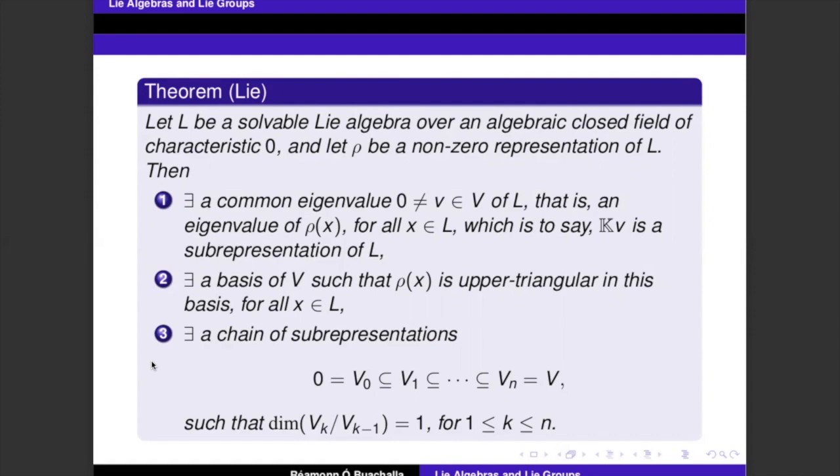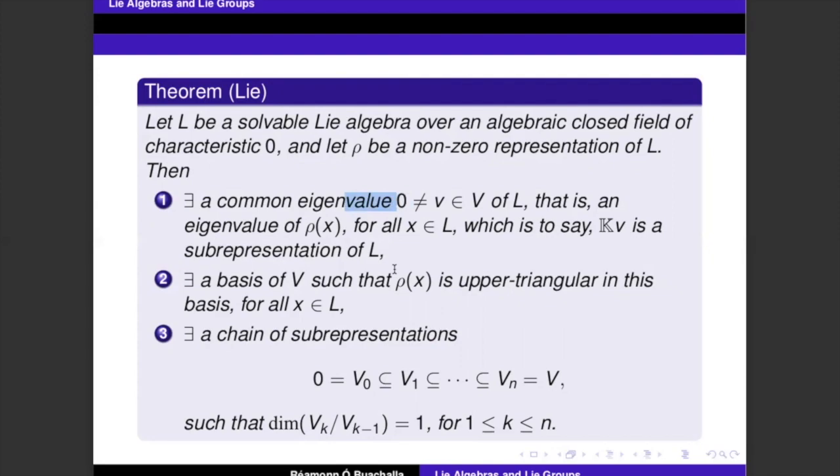Now remember, Engel's theorem said that there was always going to be an element, small v, inside the representation big V that was going to be killed by every element of the Lie algebra, or more precisely, by rho of X for every element X in the Lie algebra. That's not what happens here. It generalizes to an eigenvector. Sorry, this is a typo here. It's not eigenvalue, it's eigenvector. So it generalizes to an eigenvector.